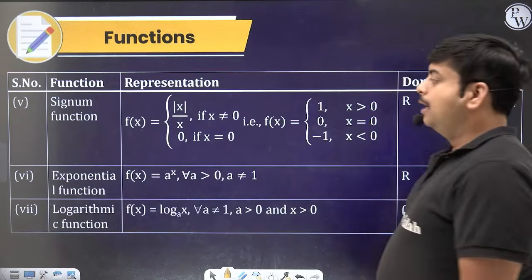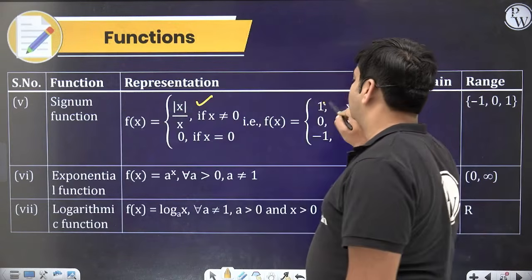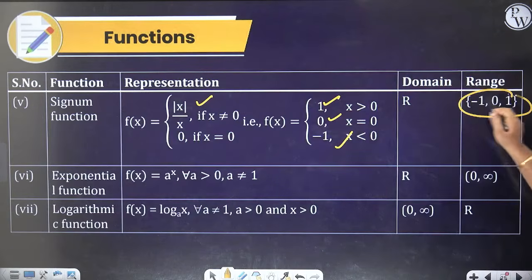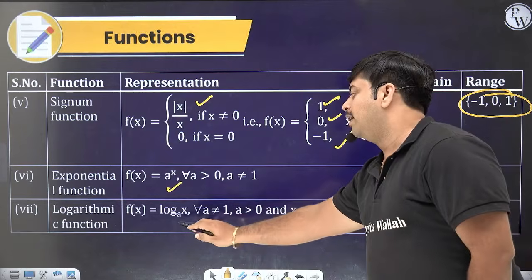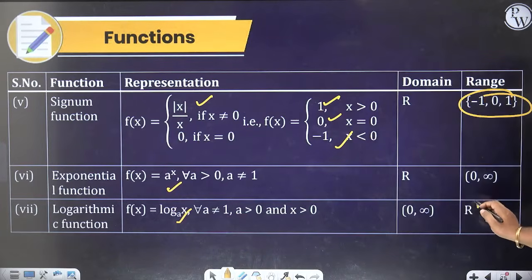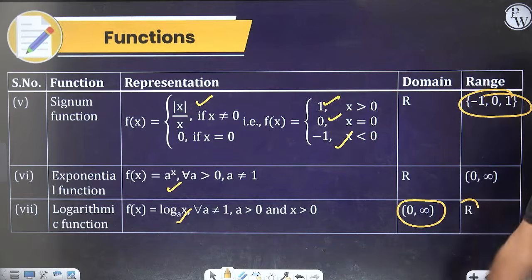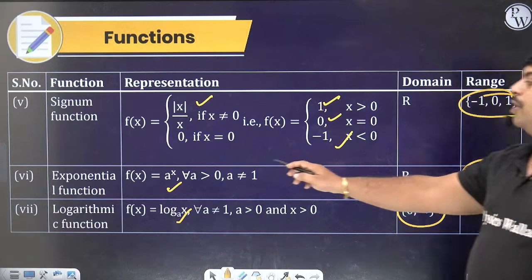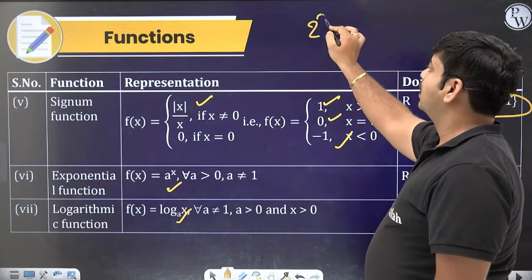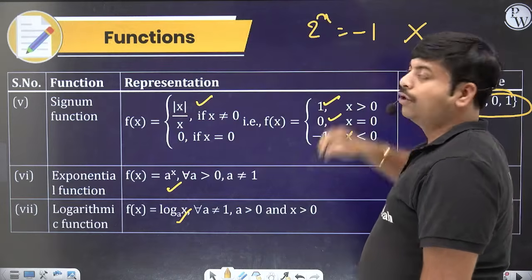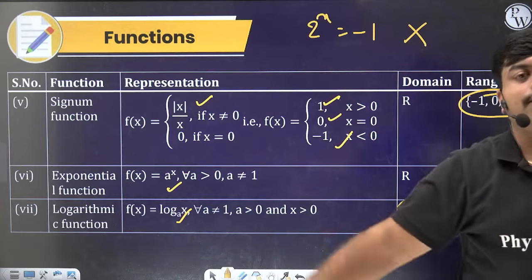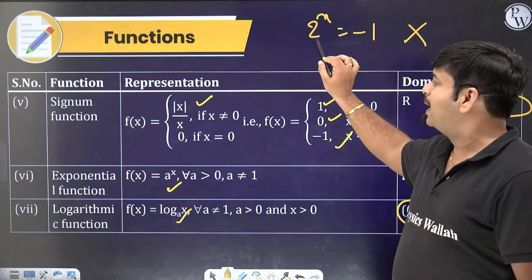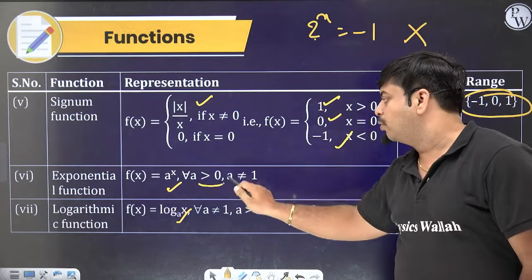Next, the signum function, mod x by x: you either get the answers 1, 0 or minus 1. The answer will be minus 1, 0 or 1 only. Okay. Exponential function a power x, logarithm log x: you will only have positive numbers in the domain. In e power x, you will have only positive values in the range. The exponential function will never give you a negative. 2 power x is equal to minus 1: what is the answer? You cannot find that, provided the base is positive, a greater than 0, not for a less than 0.